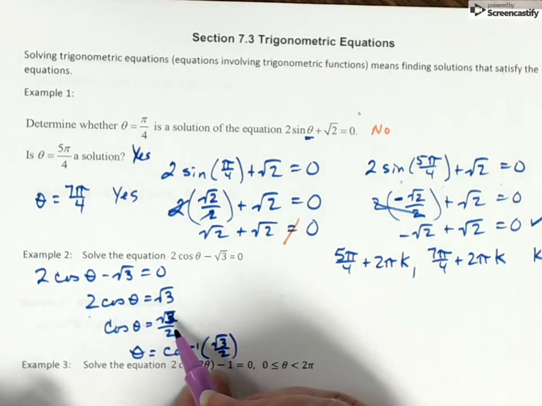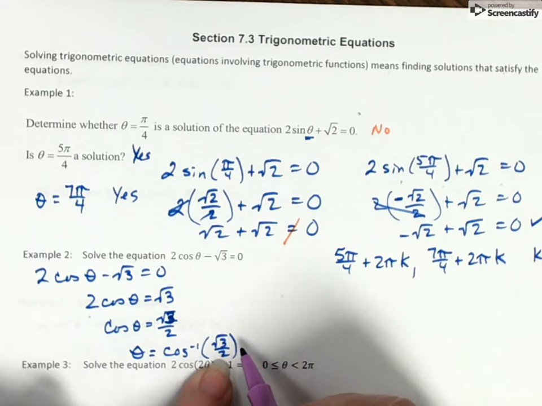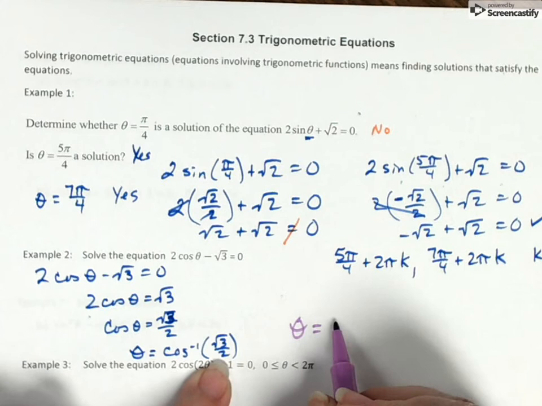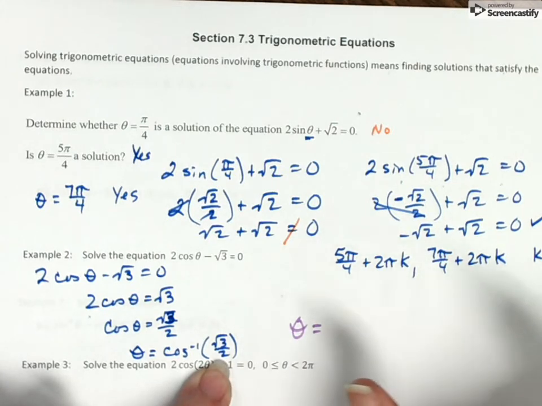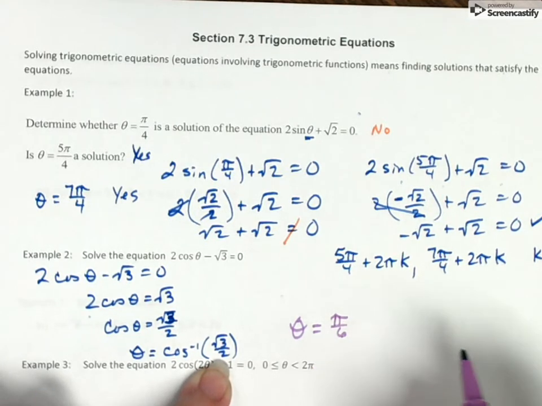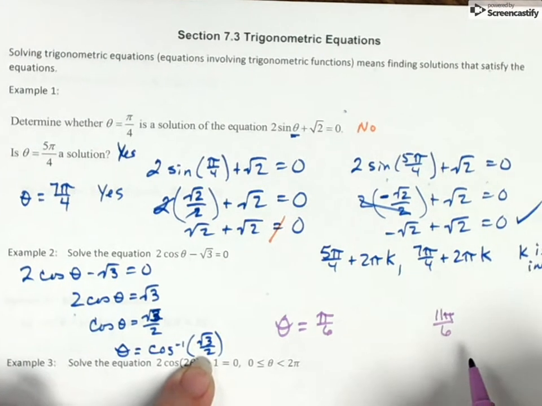This is positive root 3 over 2 in 2 different places. So theta can equal, let's see, root 3 over 2, that's the longer width, so that's pi over 6, or theta could equal 11 pi over 6.